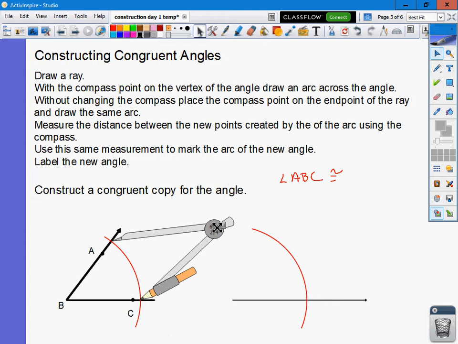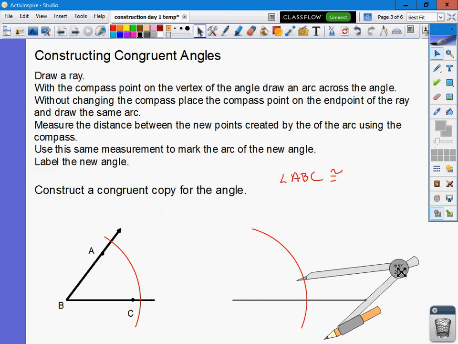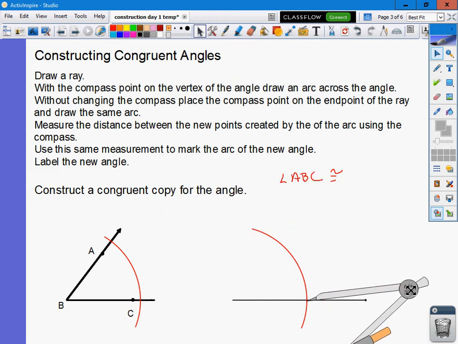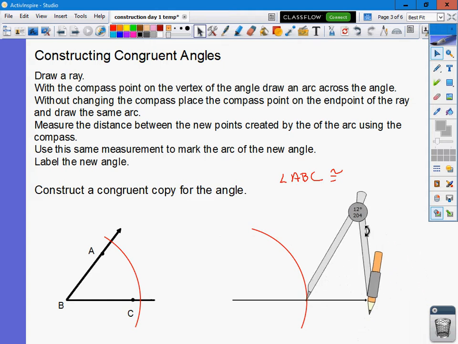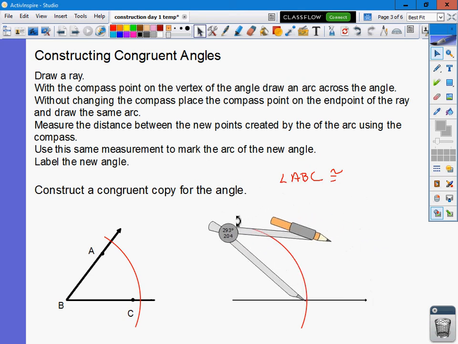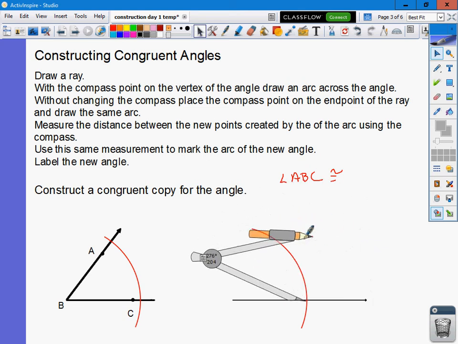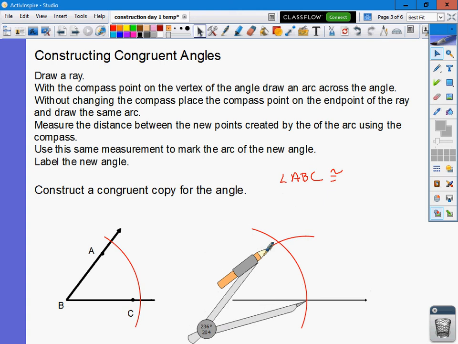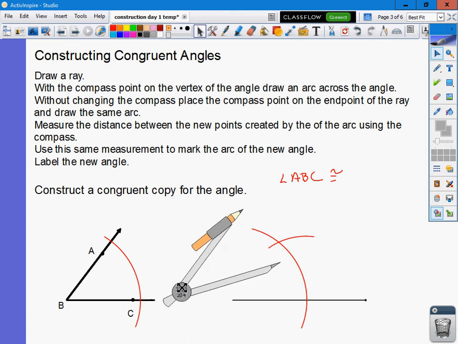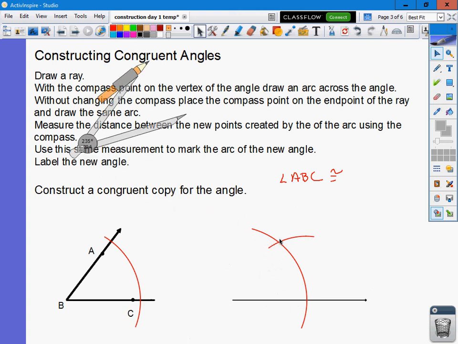Then we're going to slide our compass back over to the other one. We're going to go to where the arc crossed the ray. Again, without changing the setting, we're going to take our compass and make an arc so that you can see where those two cross.